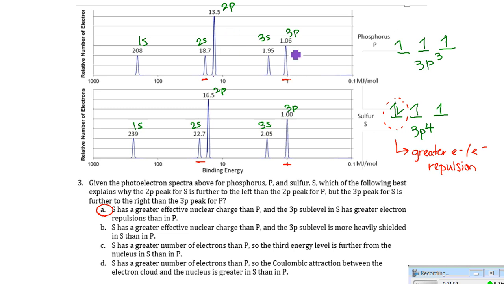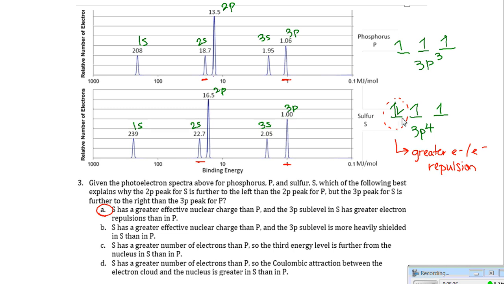But then I go out here to 3p for phosphorus and 3p for sulfur, and this helps when you write down your electron configuration. So phosphorus has a 3p3 electron configuration. So each of these 3p electrons is in an orbital by itself. Sulfur, though, ends in 3p4. So this 3p peak represents 4 electrons. So one of those electrons has to double up, okay, right here.